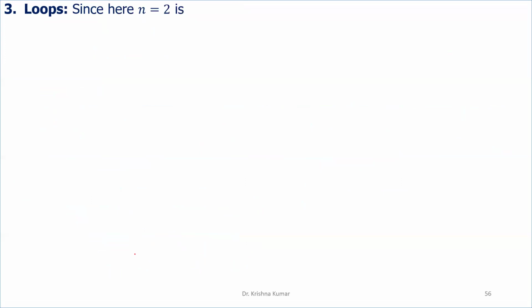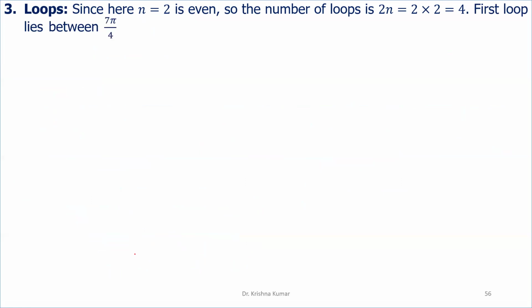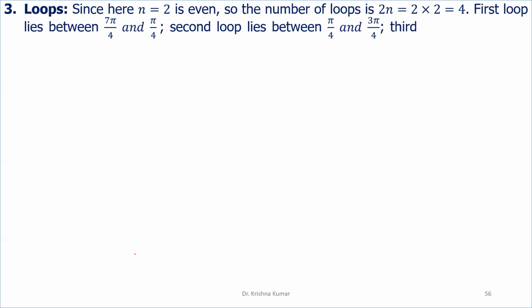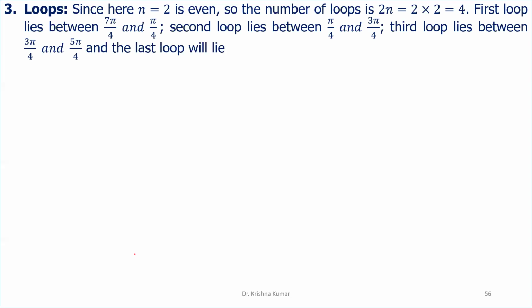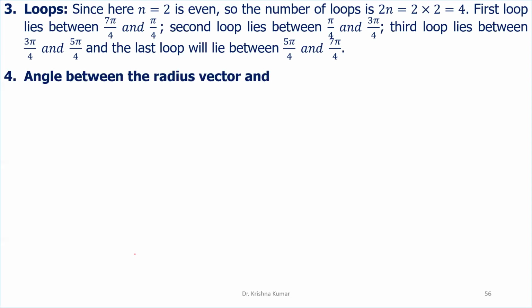Now loops. Since here n equal to 2 is even, the number of loops is 2n, which is equal to 2 into 2, which is equal to 4. And now how to check where these loops are lying? The first loop lies between 7 pi by 4 to pi by 4. The second loop lies between pi by 4 and 3 pi by 4. The third loop lies between 3 pi by 4 to 5 pi by 4. And the last loop will lie between 5 pi by 4 to 7 pi by 4. How to check that it loops like this? We will draw that, and at that time we will discuss it.